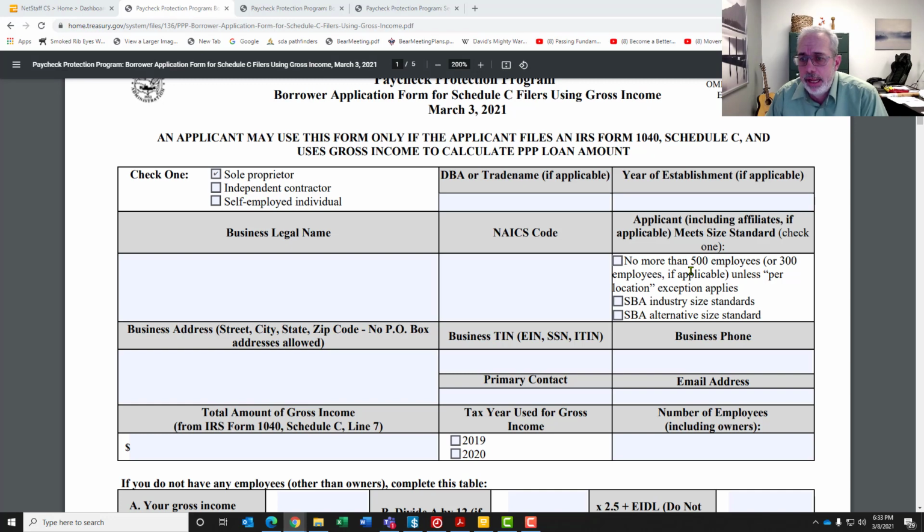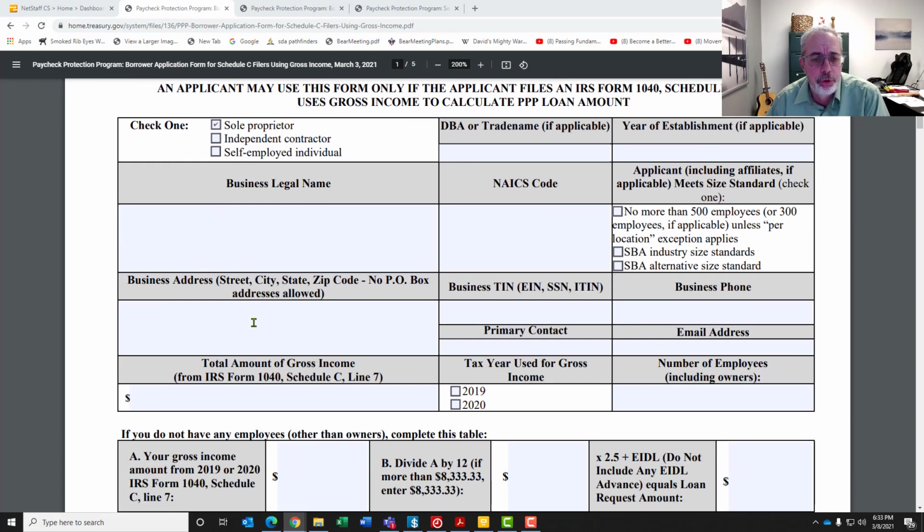All right. Then we have a couple guidelines. And for most of you, it's going to be less than 500 employees. As a general rule, if you're doing a Schedule C, this is going to be okay, so I'm not going to spend any time on this. That's going to be most of you. Your business address, your business ID number. Once again, that's going to be the federal ID number, or if you're a sole prop with no employees, it may well just be your social security number. Then you're going to put your phone number, primary contact, whoever that is, and the email address.